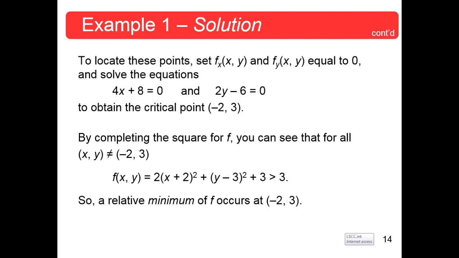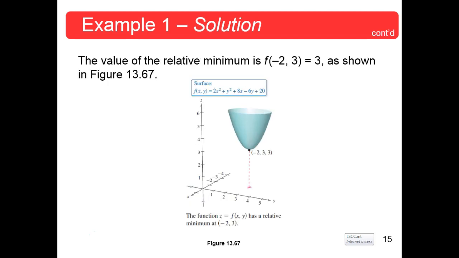It occurs at negative 2, 3. There aren't any places where the first derivative doesn't exist, or the partials don't exist, so therefore this is your only minimum. So it's going to be an absolute minimum.